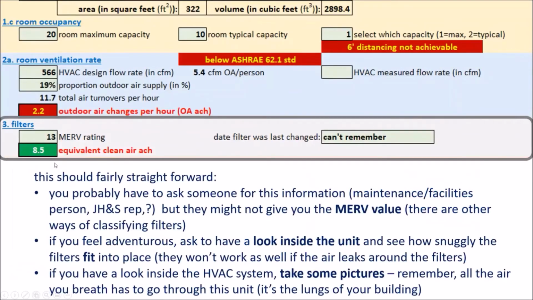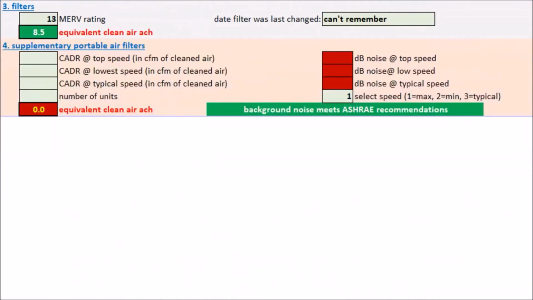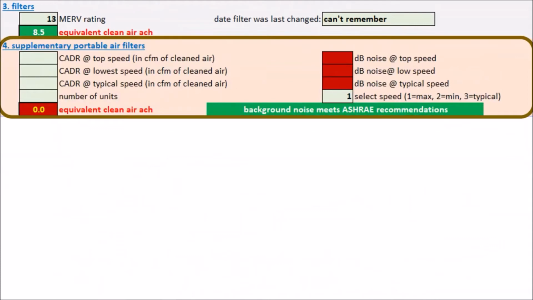So the next section is, well, if we put in this MERV 13 filter, then we have 8.5 equivalent air changes per hour in the room that we have in our office. So 8.5 along with the 2.2 with the proposed changes, based on 68% of Masood's measured flow rates, gives us just over 10.7 air changes per hour. Now the next section is the portable filters. What if we add a portable filter to this?